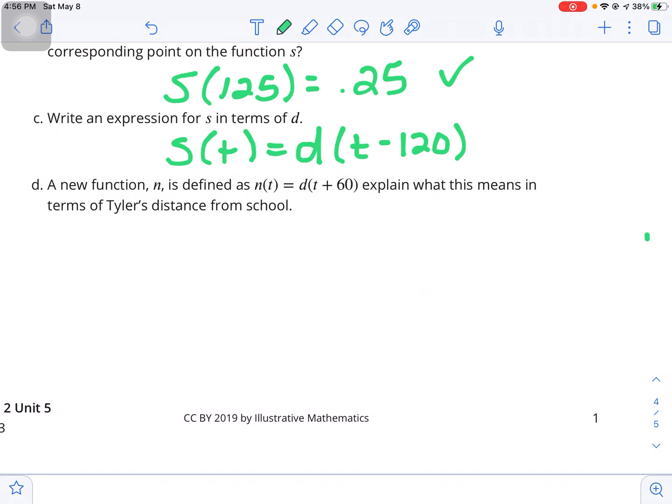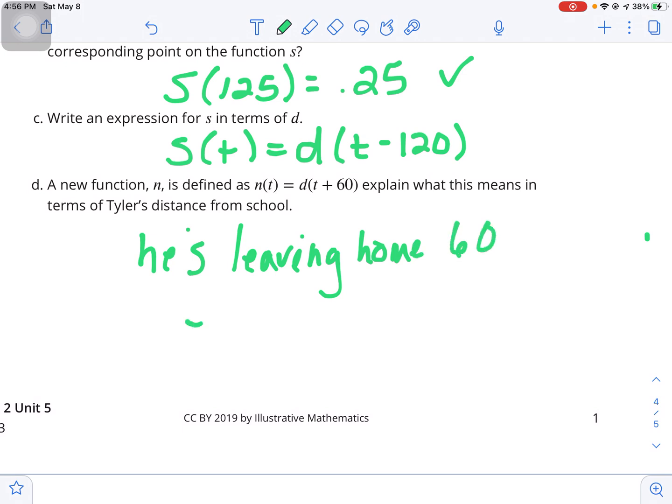So a new function n is defined by n of t is equal to d of t plus 60. Explain what this means in terms of Tyler's distance from school. So he's leaving home now 60 minutes earlier.